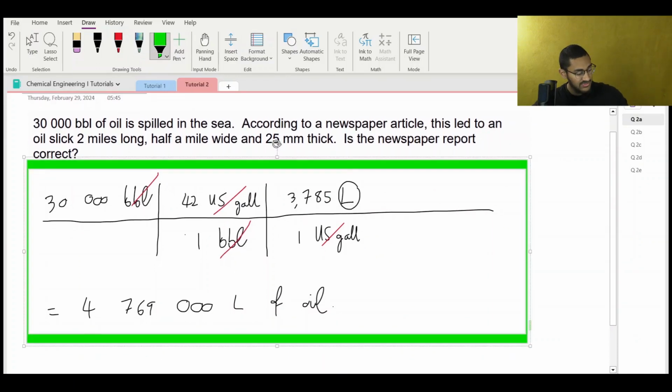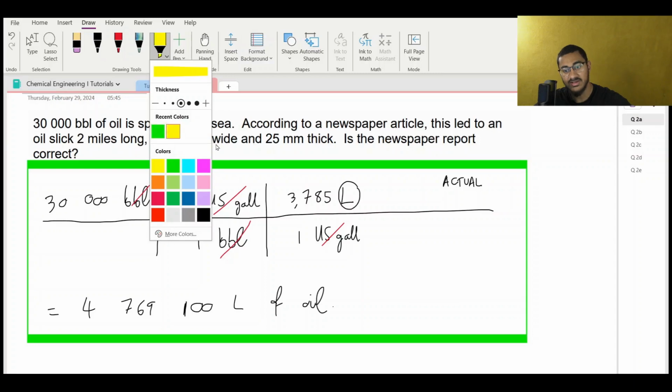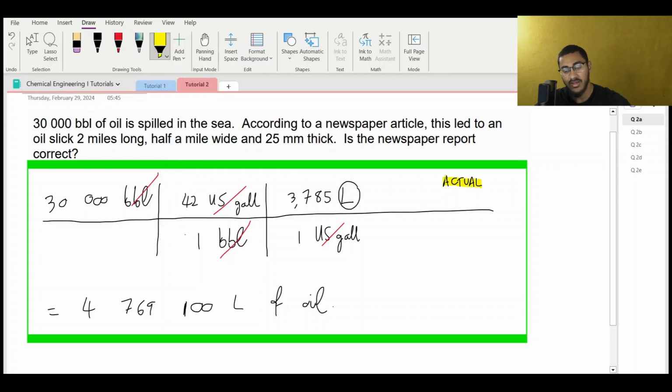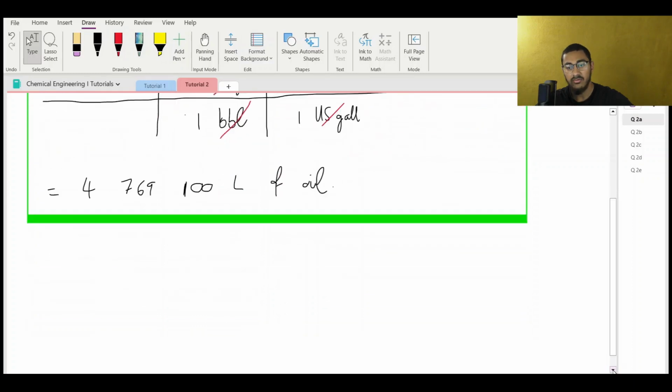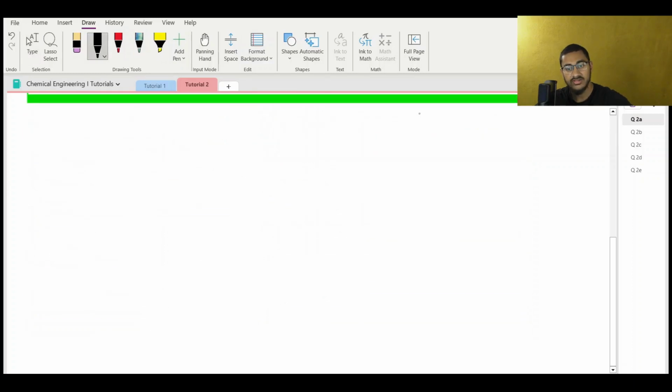So I know that this is the first half of the question I was solving. Okay, 4,769,100 liters of oil that was actually spilled. Okay, so I'll put down over here actual, and I'll highlight it so that if someone had to mark my work, it's a bit easier. All right, so this is actual. Now let's go down, and I'm going to write newspaper, and then let's begin.